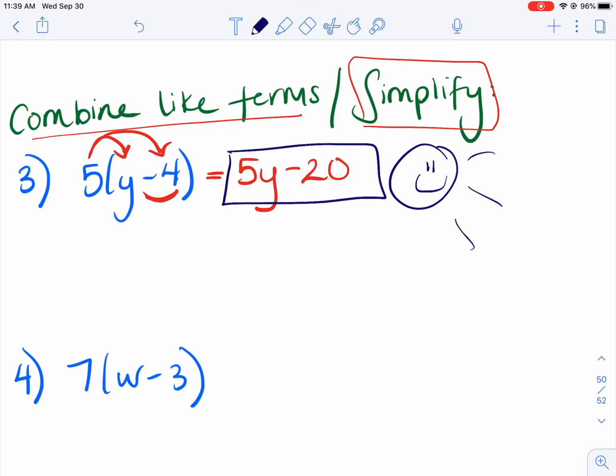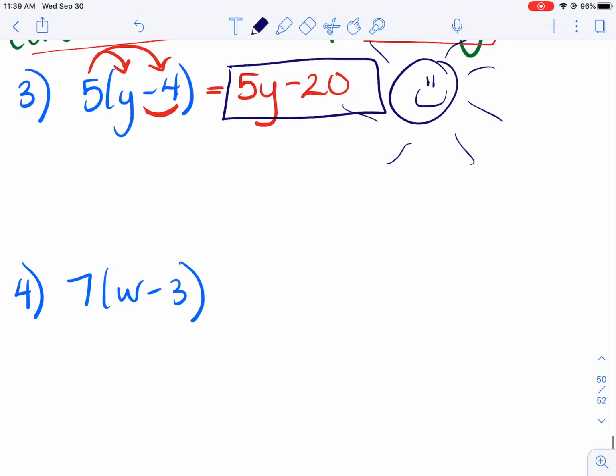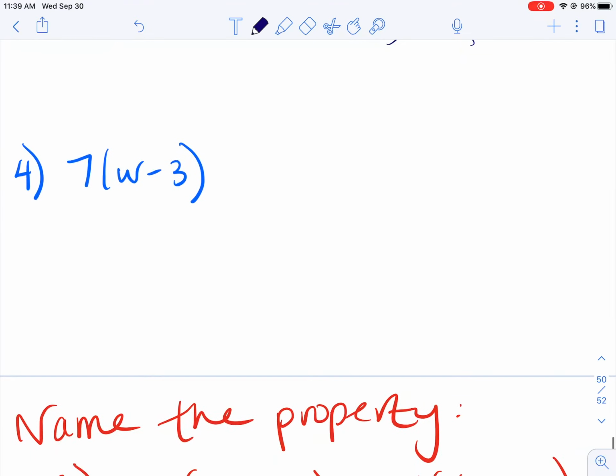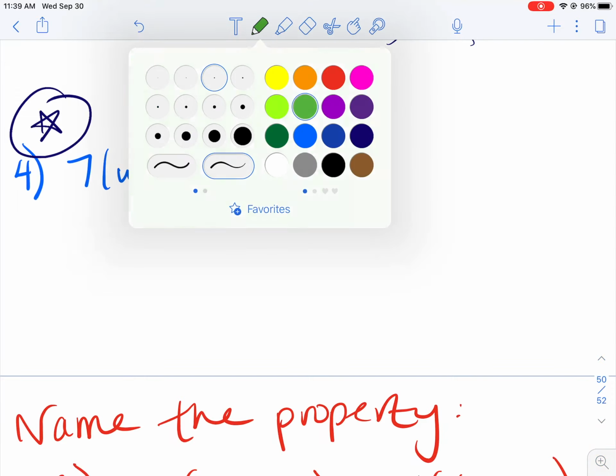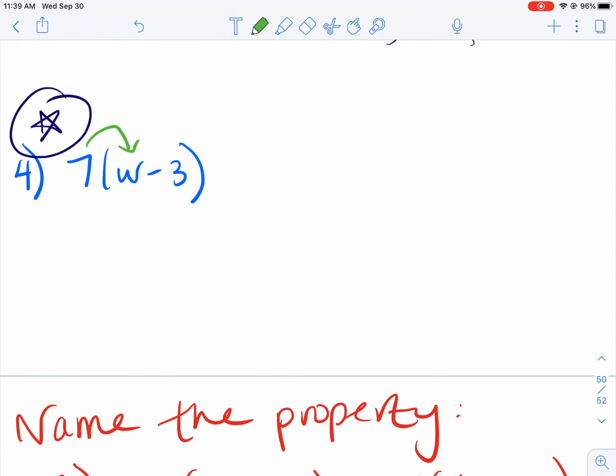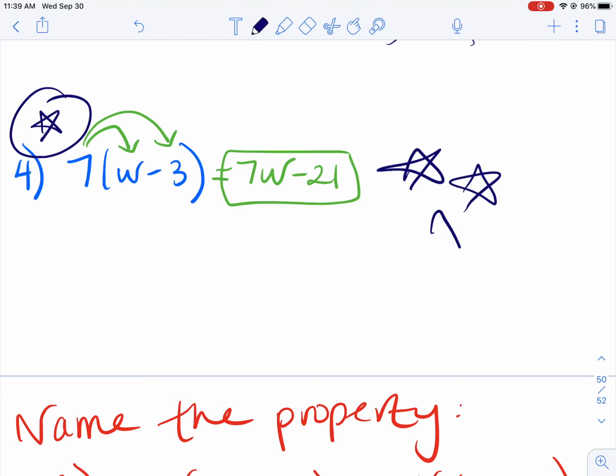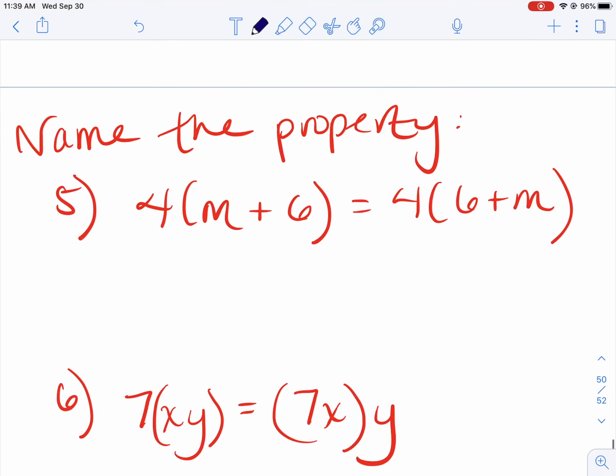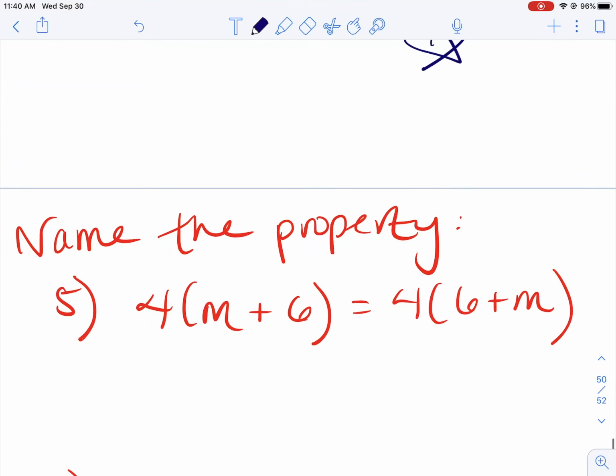Yay. Math sunshine. Okay. And then same thing for this. So why don't you try this one on your own, guys, and you can check it with our Edpuzzle. But the answer to this one, we're going to distribute the 7 to both places, our little rainbows. 7 times W is 7W. 7 times negative 3 is negative 21. So I hope you got that one right too. Superstars, superstars, superstars.